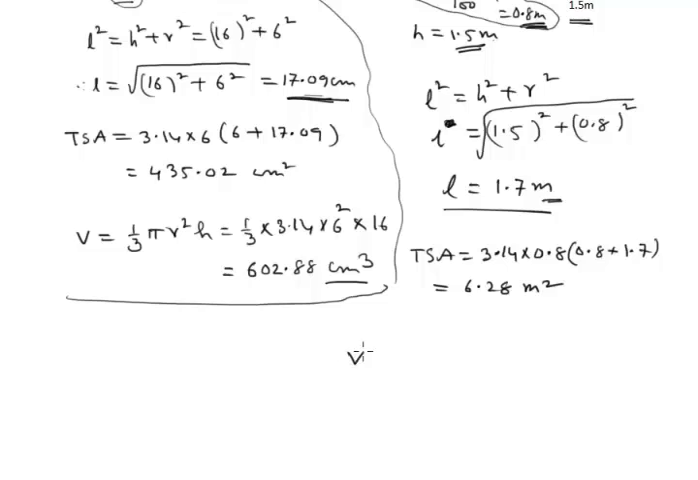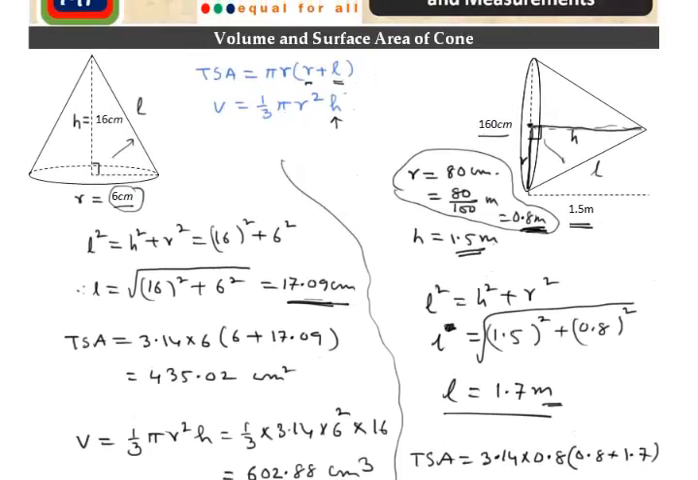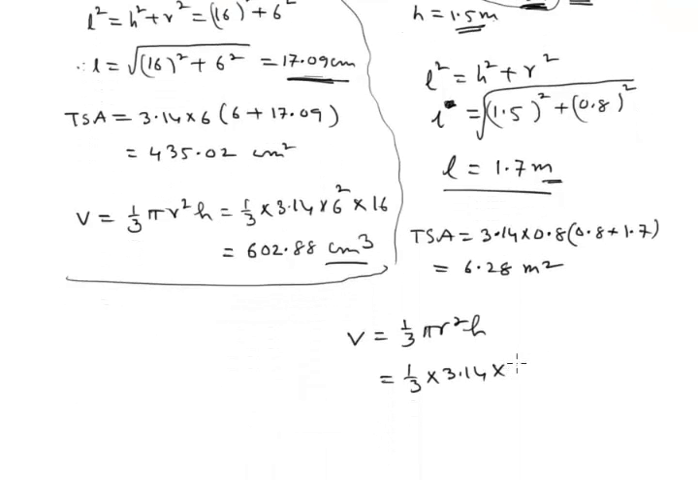Now the volume formula is 1/3 pi r square h. So it will be 1/3, pi is 3.14, r we converted into meter as 0.8, and h is given as 1.5 meter. So r square means 0.8 square, and h is 1.5. If we do this calculation, we will get the volume as 1.0048 meter cube.